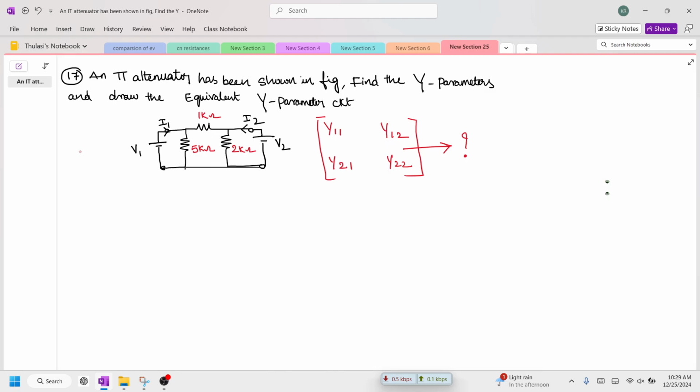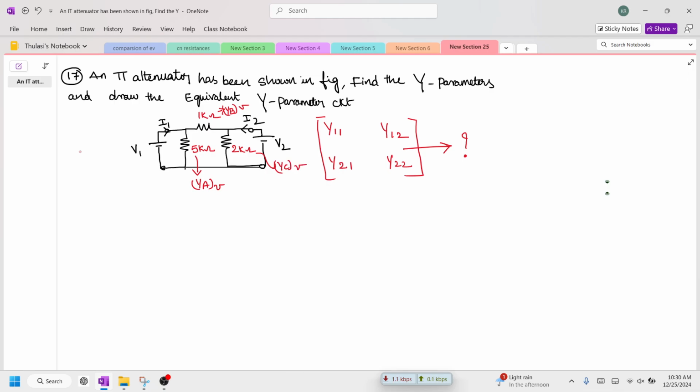But here in this problem, all are given in impedances. So that's why we are going to convert the circuit into admittance. So I'm going to replace and call this admittance as YA, mho, and this as YB, mho, and this as YC, mho.